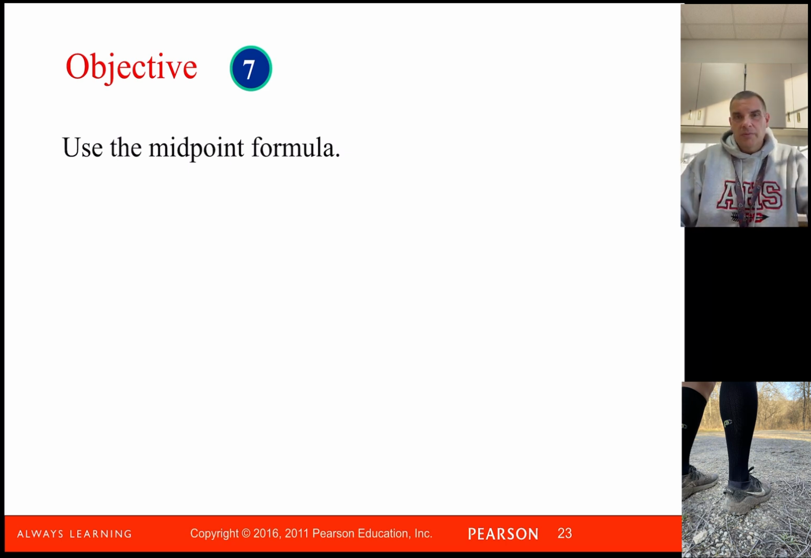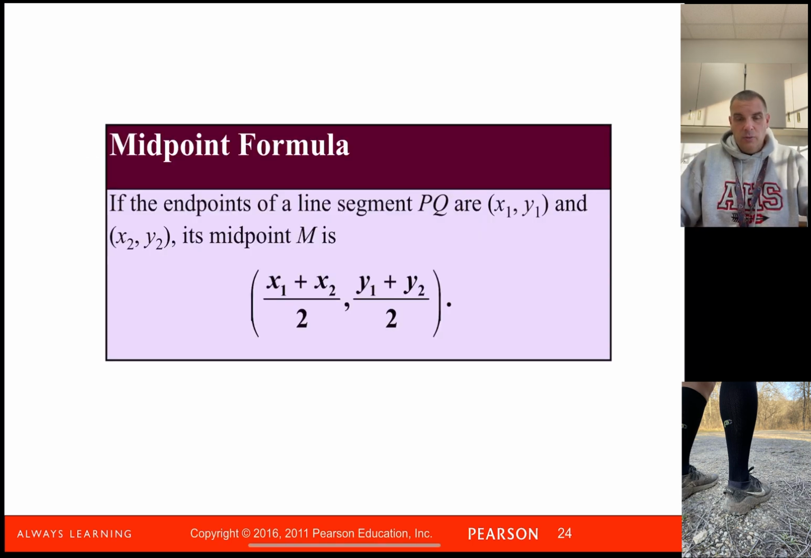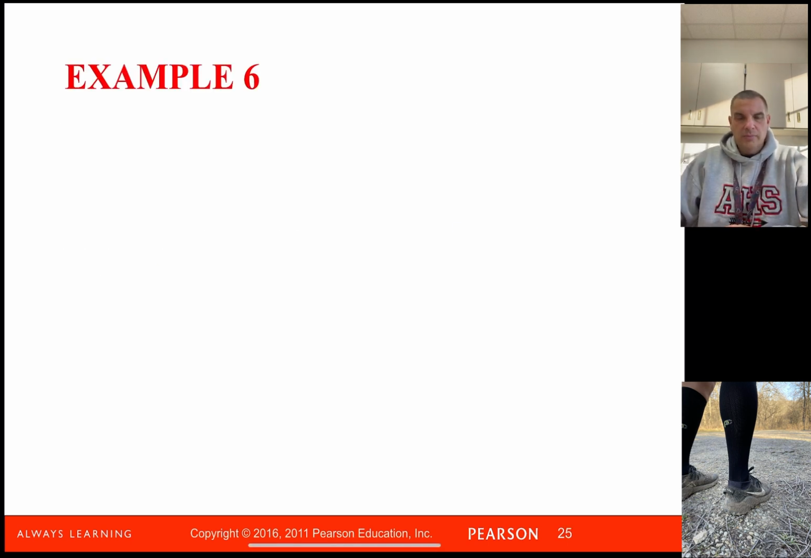So the midpoint formula. Midpoint is finding the middle point on a line on the coordinate plane. And here is the formula for the midpoint. If the endpoints PQ are x1, y1, and x2, y2, the midpoint is m equals x1 plus x2 over 2, and so on. That's average. It's essentially the average of your x's and the average of your y's when you're finding the midpoint.